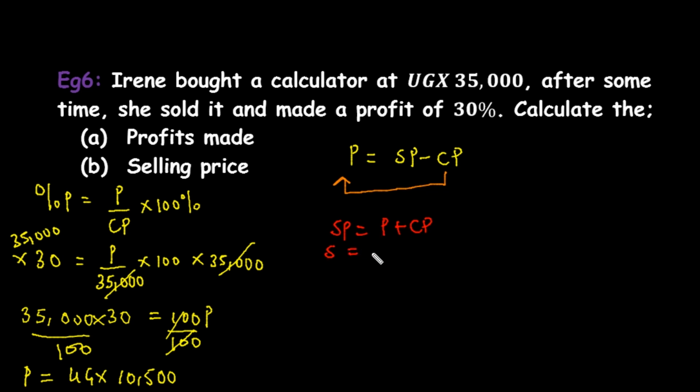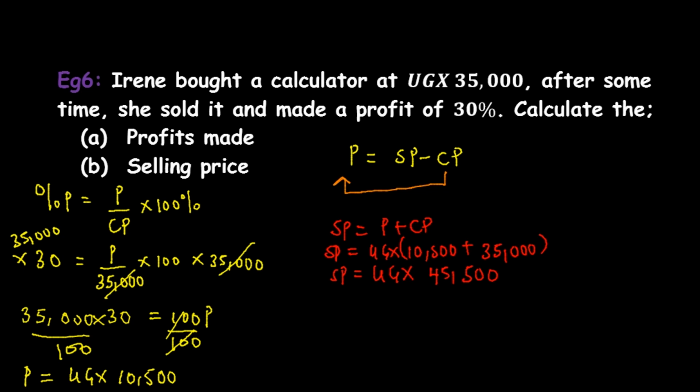what is the profit? The profit is 10,500 plus, what is the cost price? The cost price is 35,000. Is that okay? Now the selling price is equal to, what is the selling price? It is UGX 45,500. That is case 1.